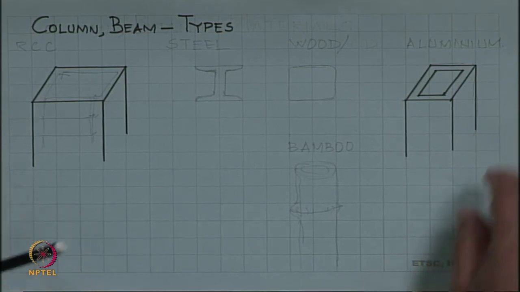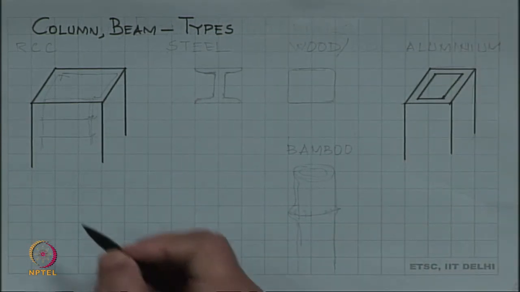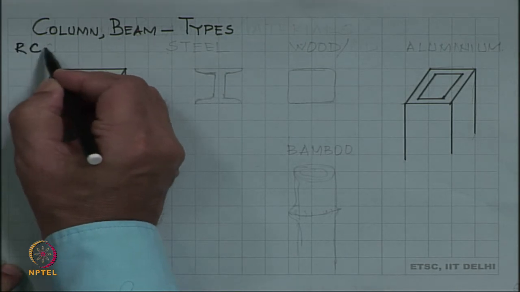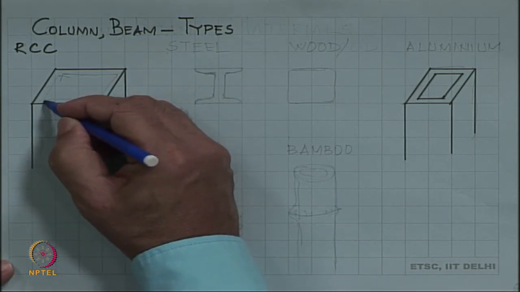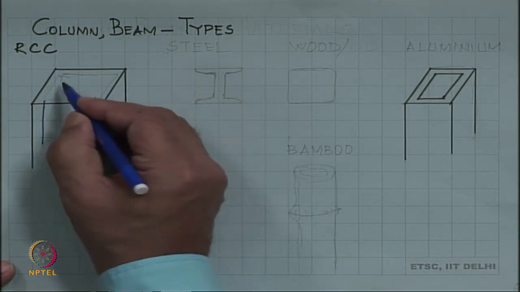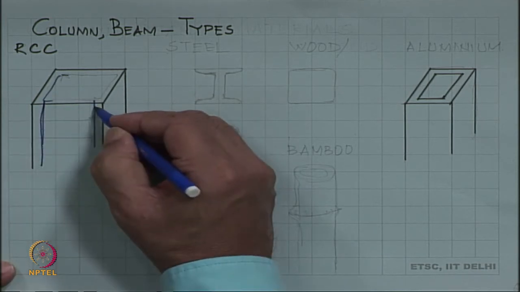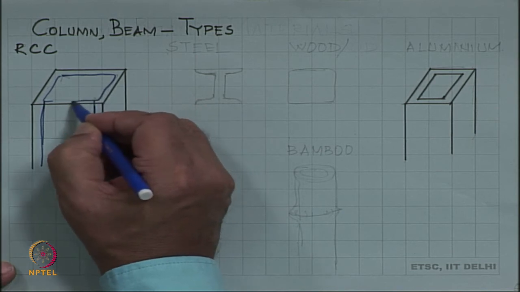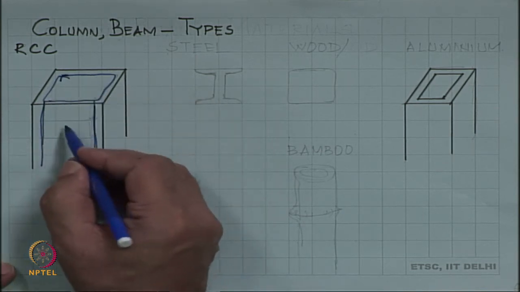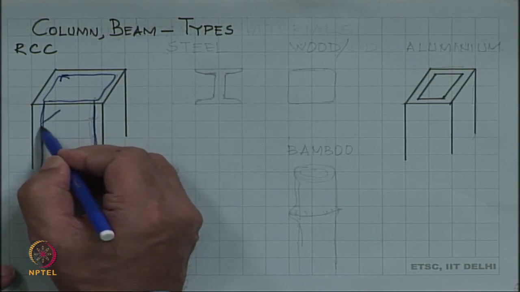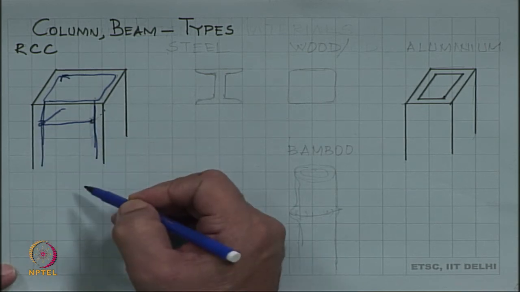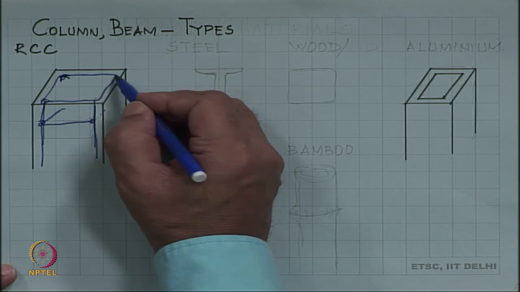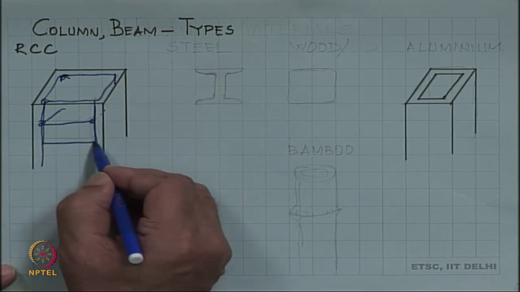Now, let us see what type of materials are used for putting together columns and beams. The first one that I have shown here is reinforced cement concrete, and what is done here is that we put up a steel structure. So, these are long straight rods which are joined by rods like this, which have been bent and tied to these rods. So, they are all tied over here. So, like this, there will be lots of these.